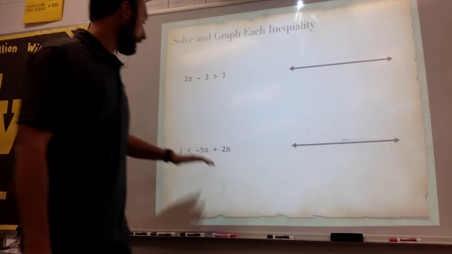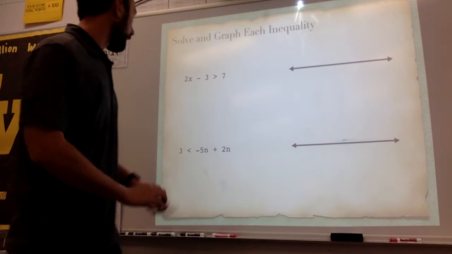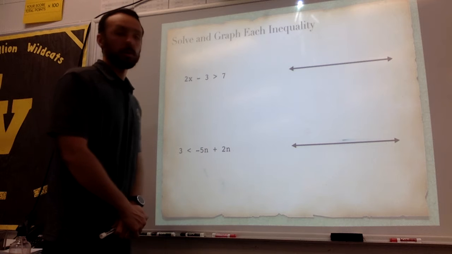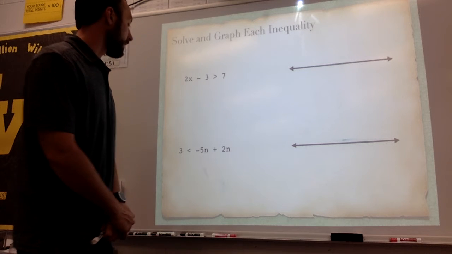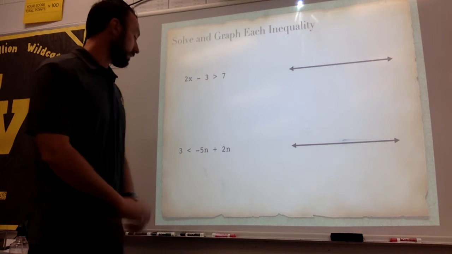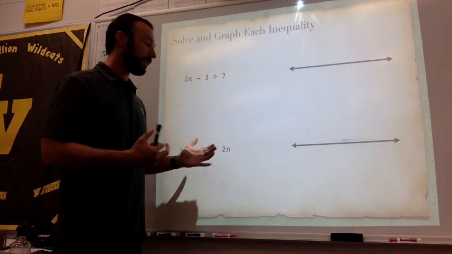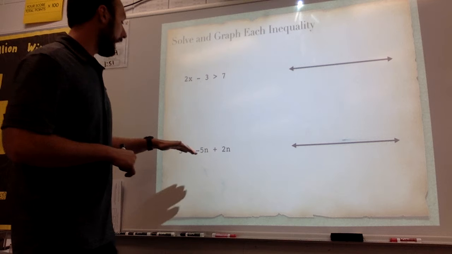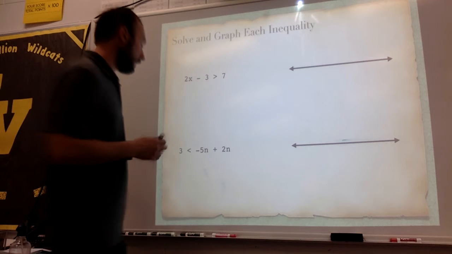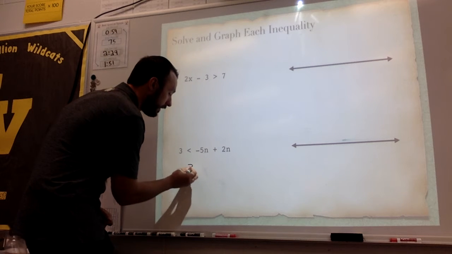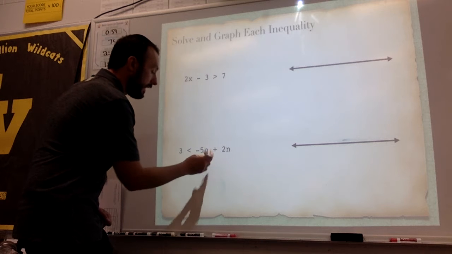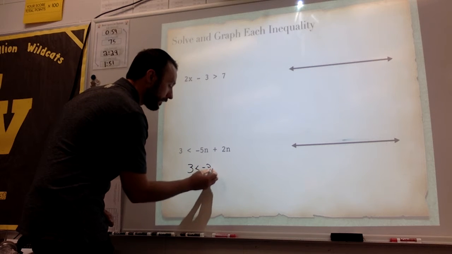All right, let's get to this example now. We have 3 is less than negative 5n plus 2n. Our first step is always try to get all our variables on one side of the equation or inequality. They are already on one side of the inequality here, so we just need to combine like terms. I have a negative 5n plus 2n, so that's going to be the same as 3 is less than negative 3n. I might combine those two.